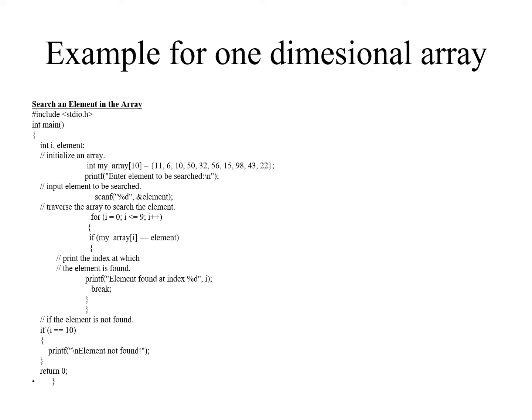Now we see another example of a one-dimensional array. In this program, we create an integer array named myarray with 10 elements. Then we initialize myarray with some values, and we use a for loop for searching for the element entered by the user. Each element in the array is compared with the user's value. If the value is found, then display "element found" and stop the searching. If the value is not found, we continue with the next element.